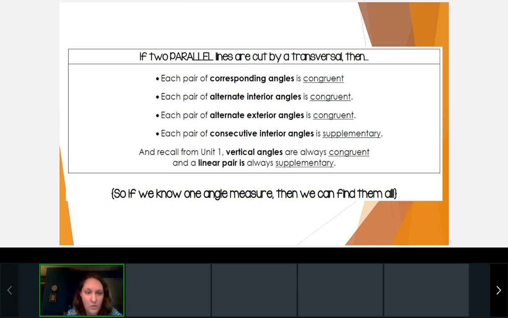These things are only true if you have 2 parallel lines. If you don't have 2 parallel lines, then none of this can be true. Well, it could be, but you can't assume that it is. So all of this is true on your screen as long as you have 2 parallel lines.